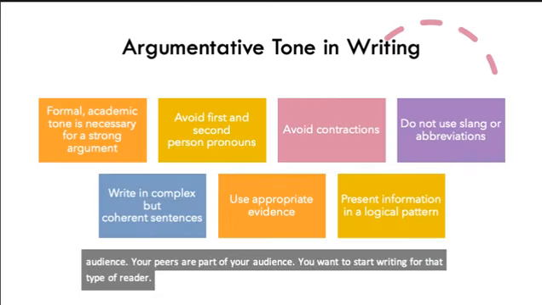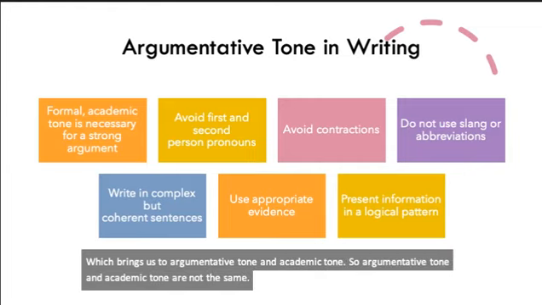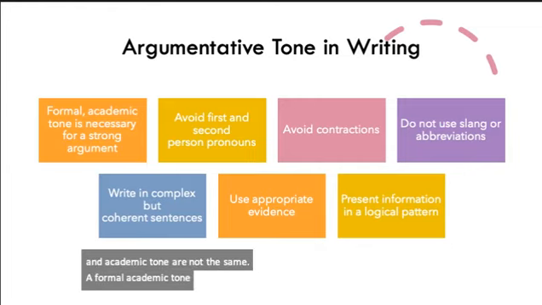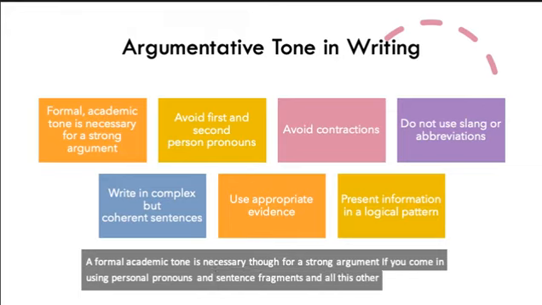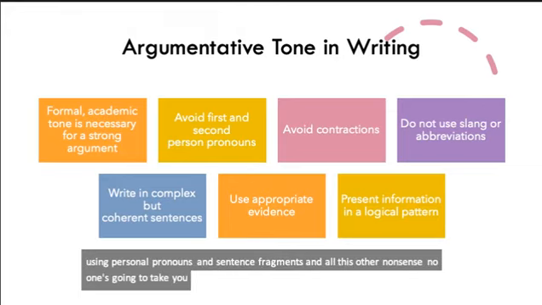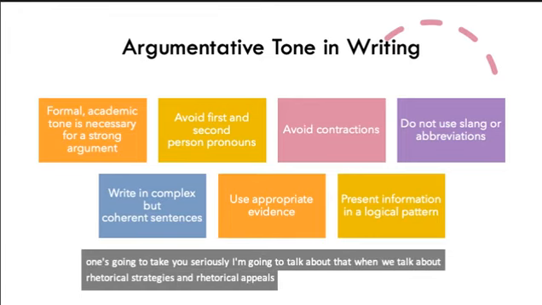Which brings us to argumentative tone and academic tone. So argumentative tone and academic tone are not the same. A formal academic tone is necessary, though, for a strong argument. If you come in using personal pronouns and sentence fragments and all this other nonsense, no one's going to take you seriously. And I'm going to talk about that when we talk about rhetorical strategies and rhetorical appeals with ethos. But you want to present yourself as someone who knows what you're talking about, right?